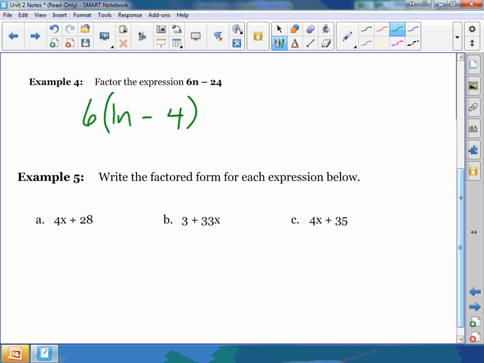All right, do these 3 here. Try those 3 and check with your neighbors when you get them. Just factor those out.